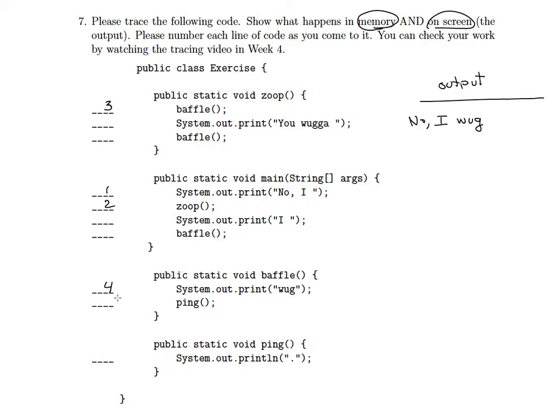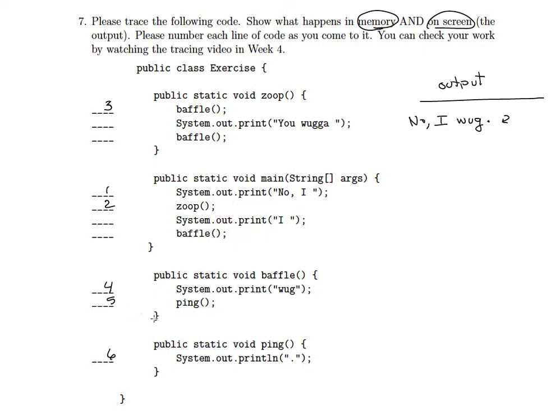And now I call ping. That means that I'm down here in ping for line 6, and it prints out a period and a new line. Sometimes I just like to write a little thing to remind myself that I'm going to the next line. Okay, at this point I'm returning from ping, so I look for the one less than a 6, and I see that I called it at 5.